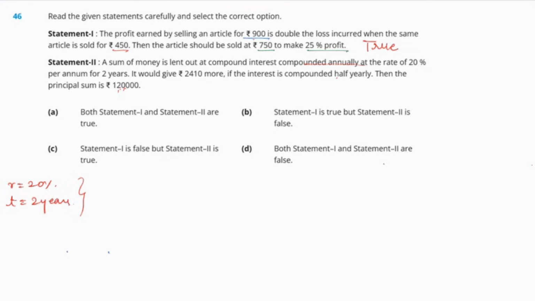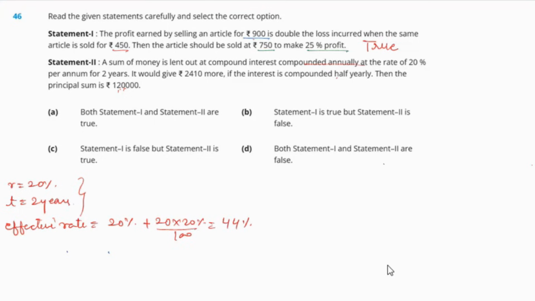So for that, we can see that the rate is 20%, which is already given to us. The time is 2 years. The rate is 20% for 2 years. If we calculate the effective rate, the first year it is 20%, and the second year it will be 20% on the amount. So the total we are going to get is 20 plus 20 plus 20 times 20 by 100, so we will be getting the rate as 44%, the effective rate.